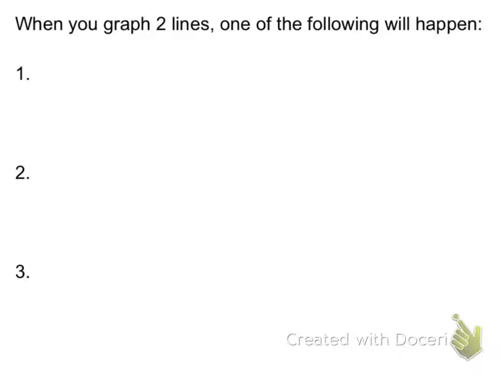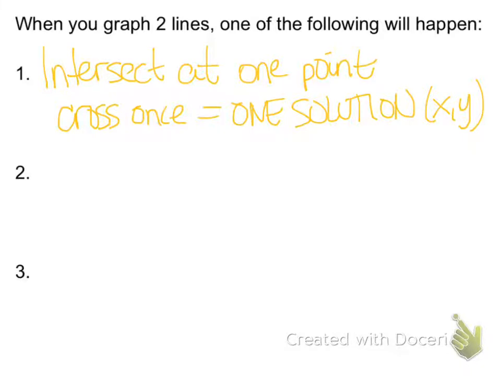So if you're graphing two lines, one thing that can happen is that they intersect at one point. This is probably what's going to happen most frequently. And what you need to remember is that if they cross once, there's one solution. And that one solution will be an x, y ordered pair.